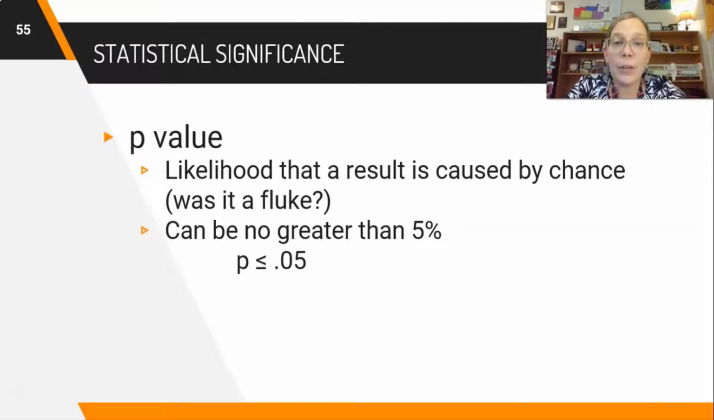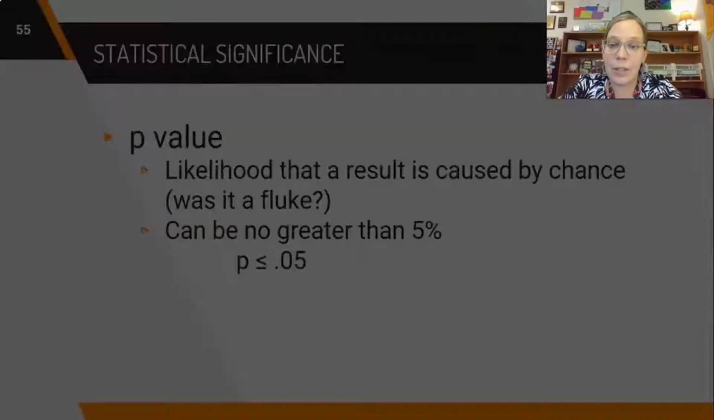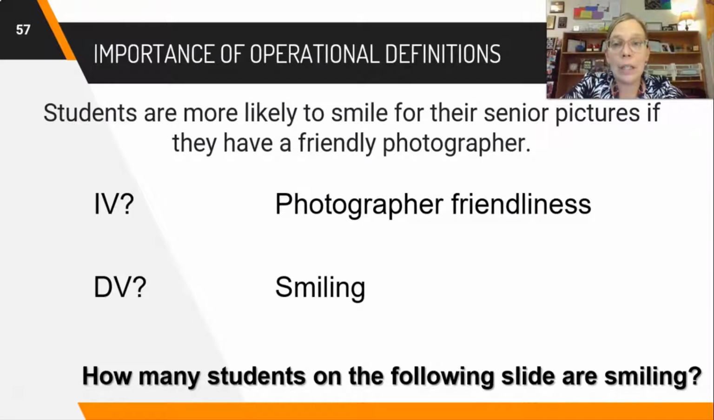So the way that we can determine whether we consider it to be significant, and this is a number that's been agreed upon by scientists, is that it cannot be any higher than 5%. And that, as a decimal, is 0.05. So in other words, p must be less than or equal to 0.05 to be considered statistically significant. So we'll come back to statistical significance later. For now, I want to stick with the basics of experimental design.